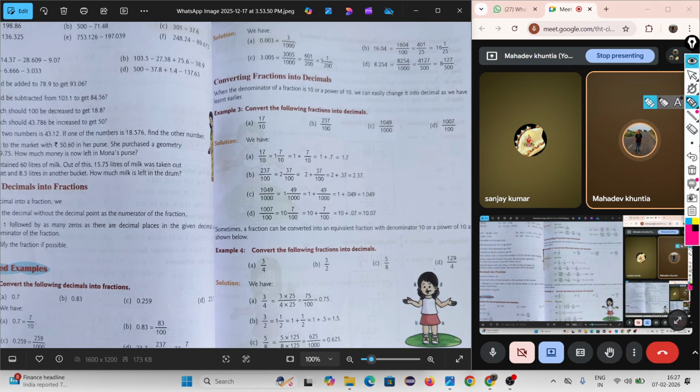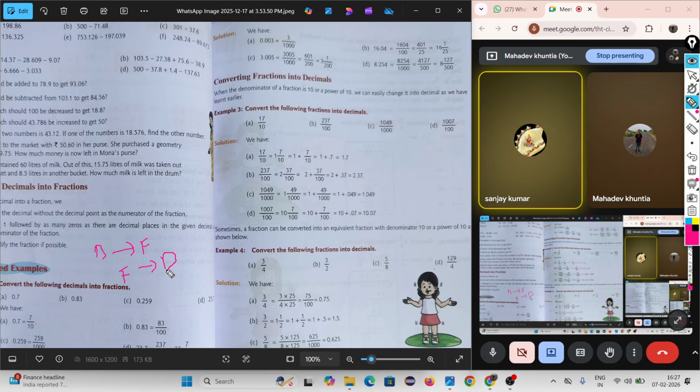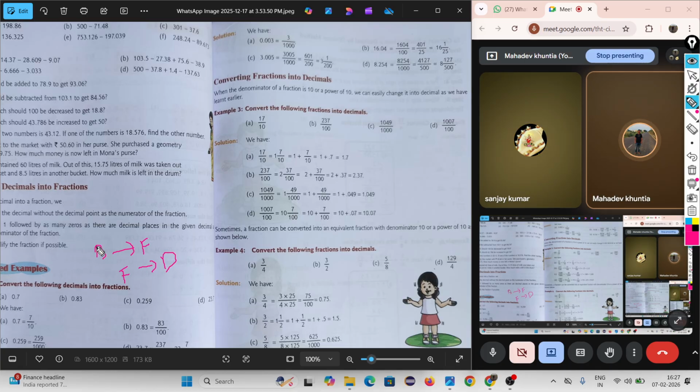Then the second part of your book is saying here we have to first we convert decimal to fraction. Okay, now we have to convert fraction into decimal. Two things. One is decimal to fraction. To convert decimal to fraction, what are the rules?